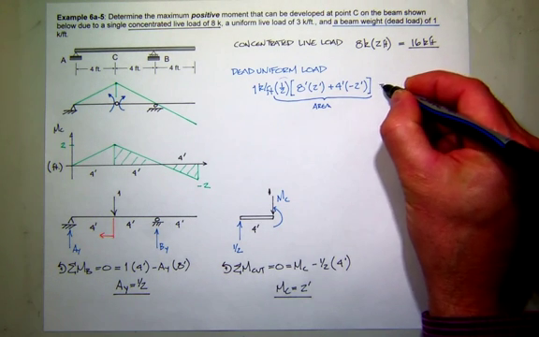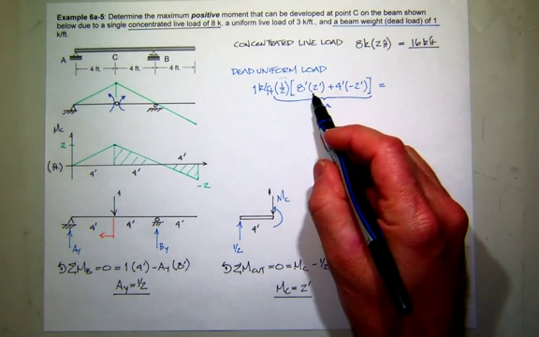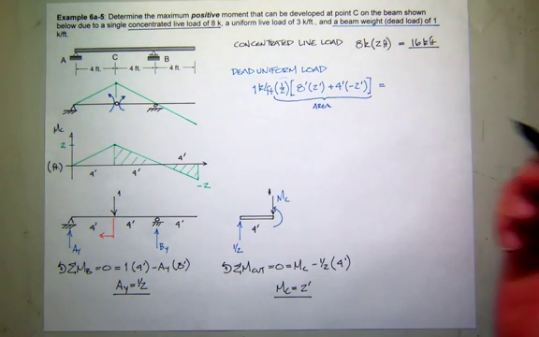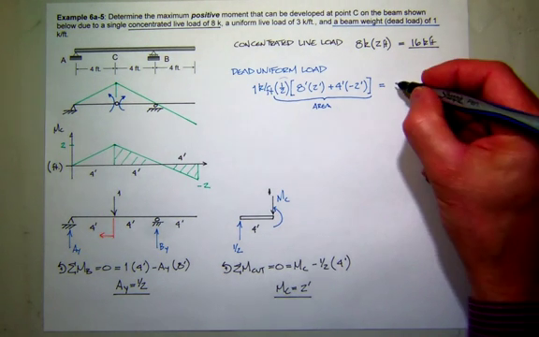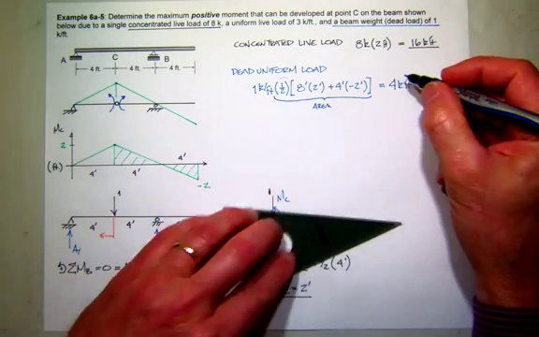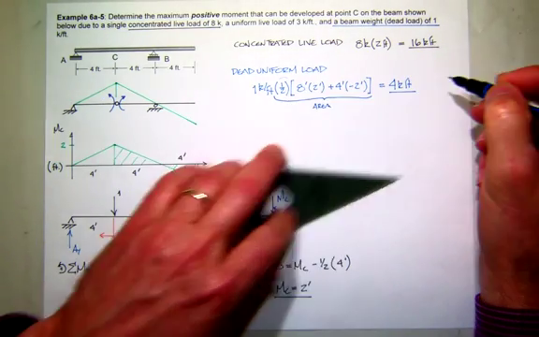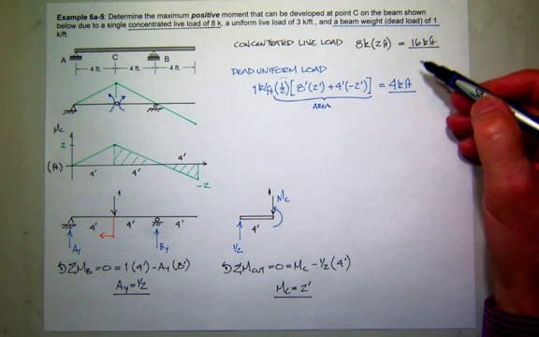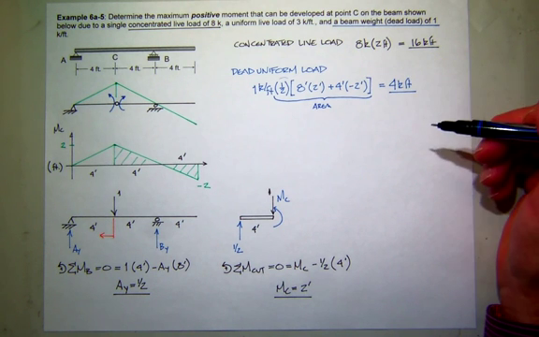I don't know what that is. Let's see. So this is 16 minus 8 is 8. Half is 4. Times 1 is 4. So that should be 4 kip feet positive. So I've got 16 from the concentrated load, an additional 4 from the dead load.